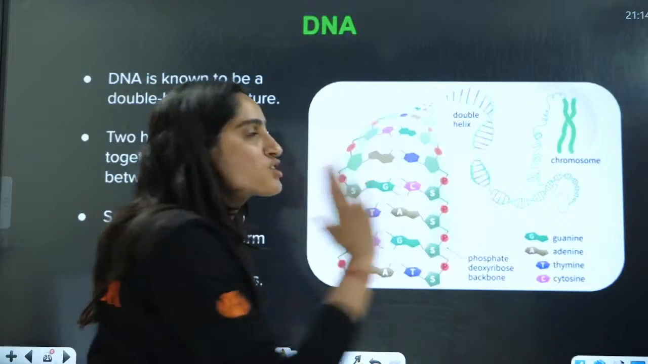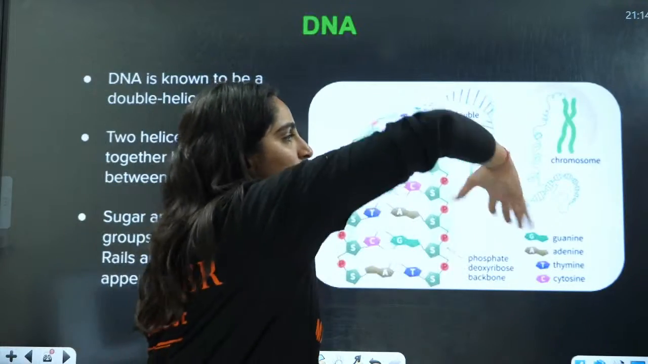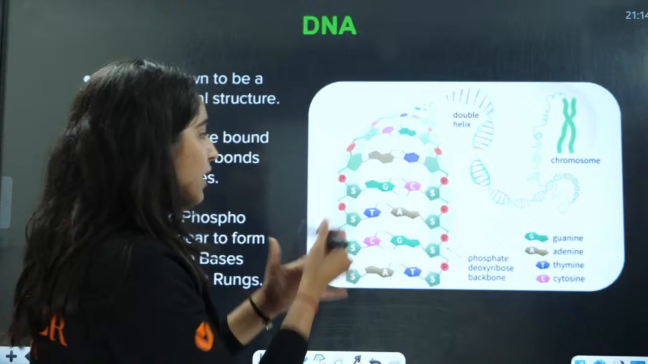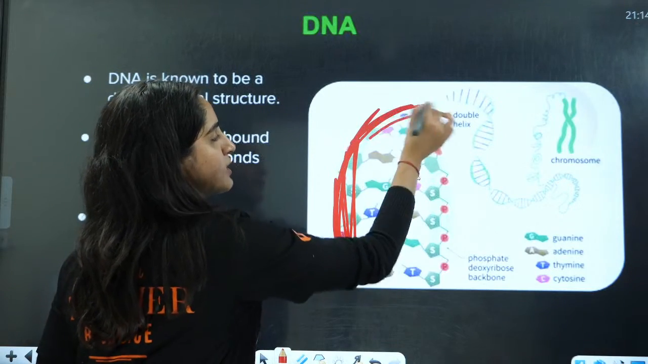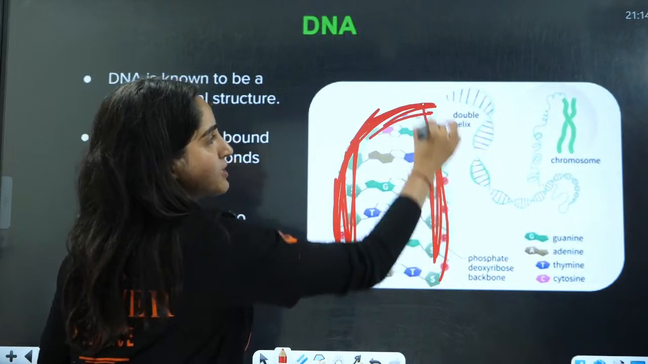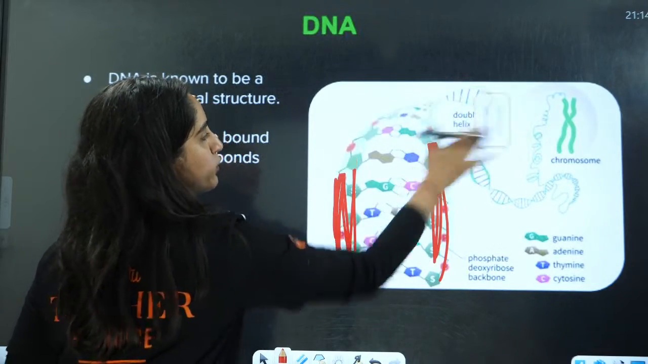So this is the structure of DNA. So basically this is alpha. There are two alpha here. This is the first alpha helix here. This is another alpha helix here. So this is how it is linked to each other.